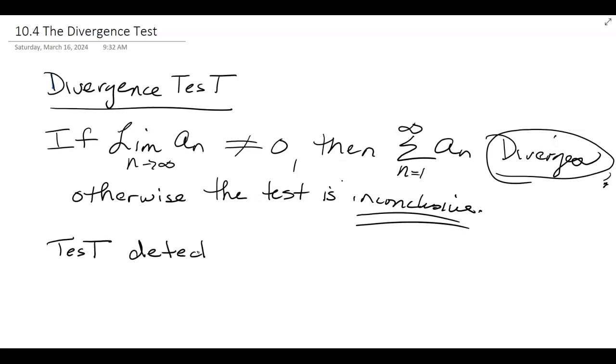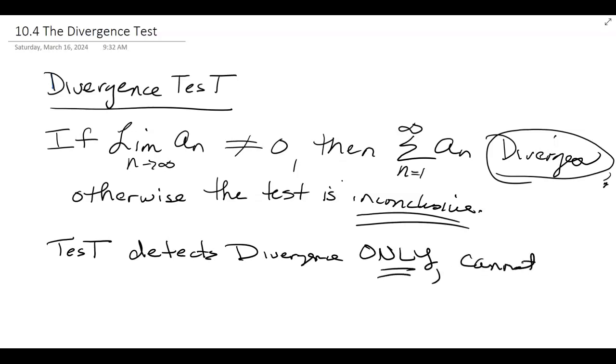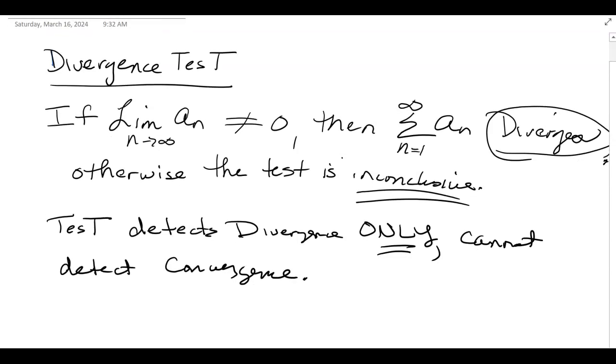So this test detects divergence only. It cannot detect convergence. That simply means that when you do your test, as long as your limit is not equal to 0, you're done. If your limit equals 0, again, we're going to go through a lot of tests in this chapter. You have to apply something else to determine whether your infinite series is convergent or divergent.